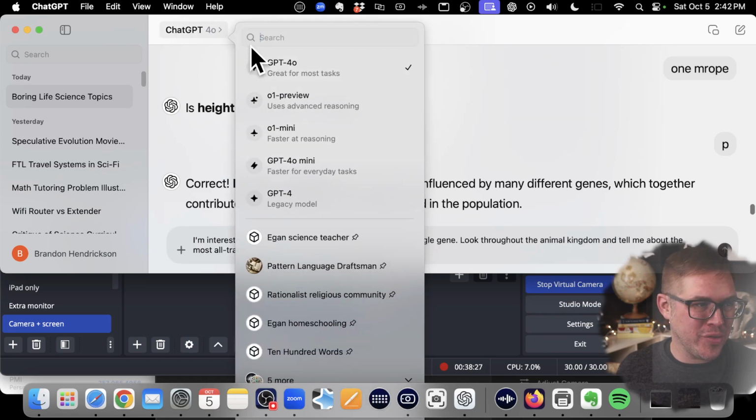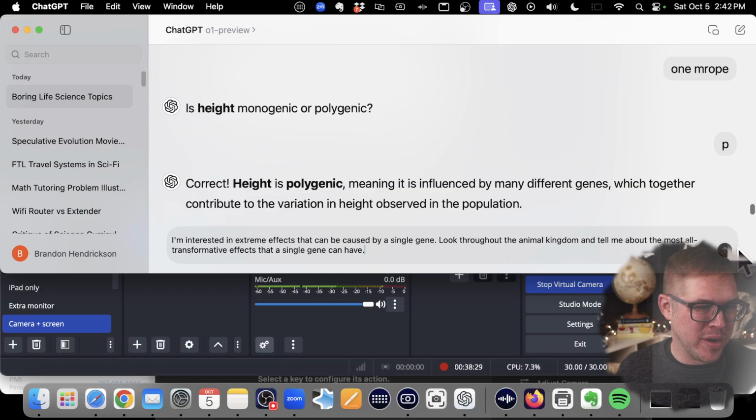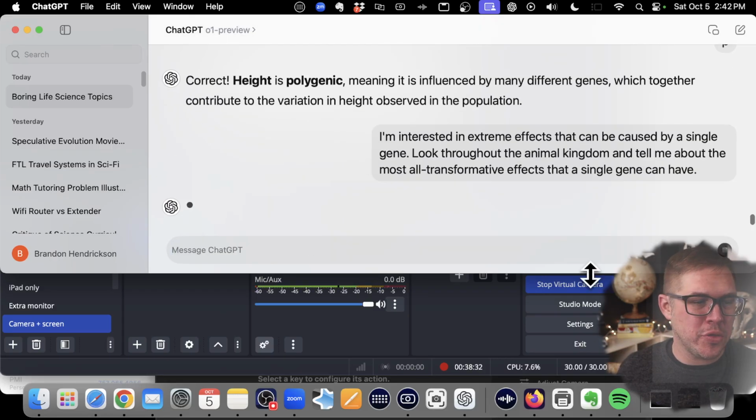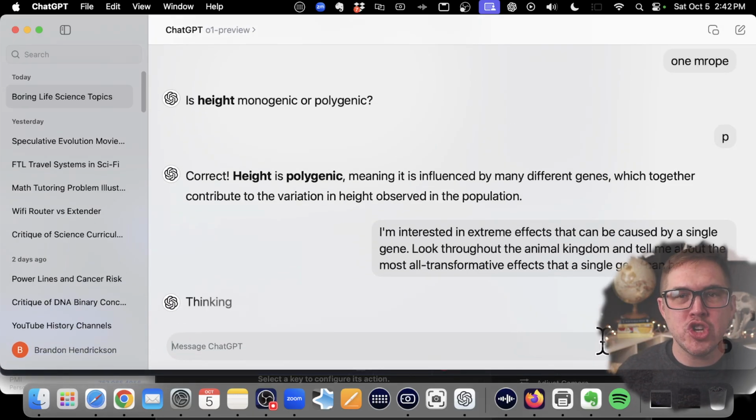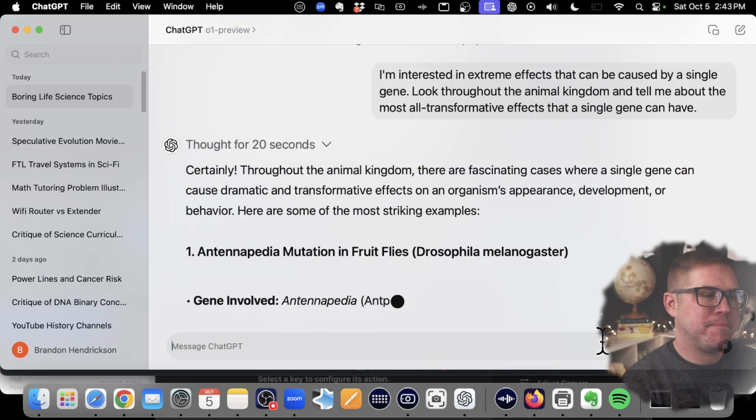Because I want to research this, I'm going to do it for preview right now. I know there's a difference between preview and mini, and I don't know what that difference is. I used to, and then I forgot. Thinking, investigating transformative effects. I should have said maybe ones that were not just bad, because lots of genes will kill you. But I'm interested in genes that have evolved as adaptive.